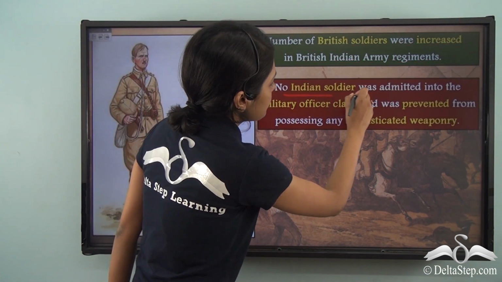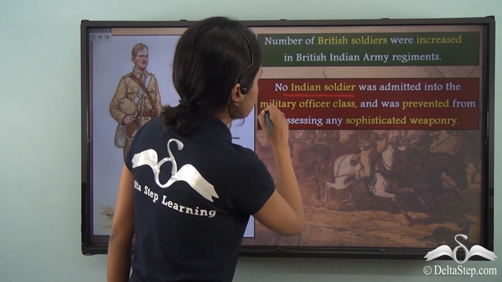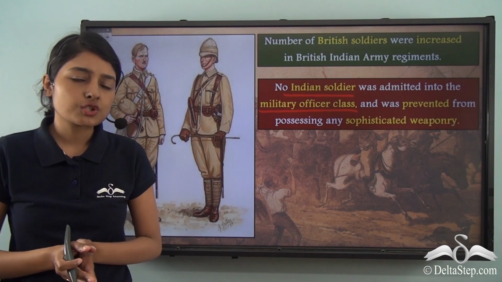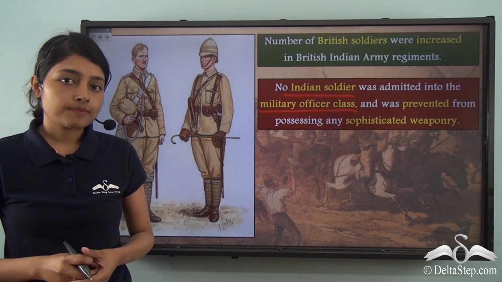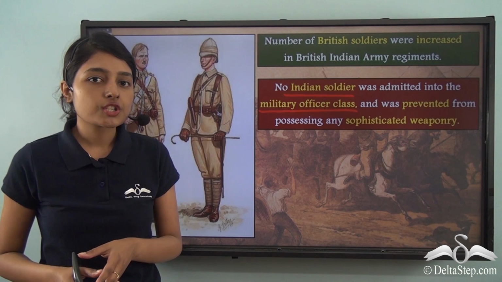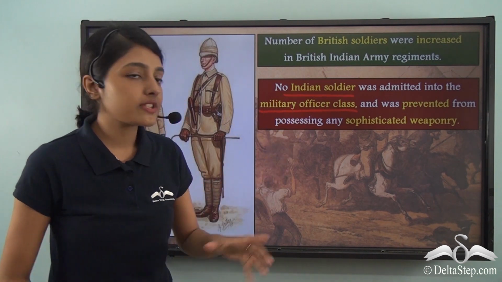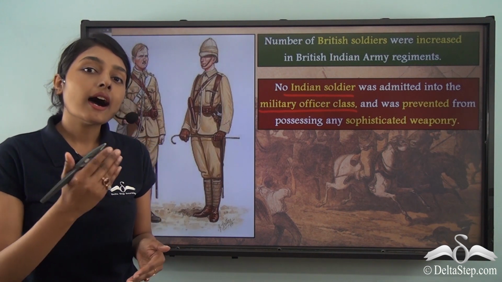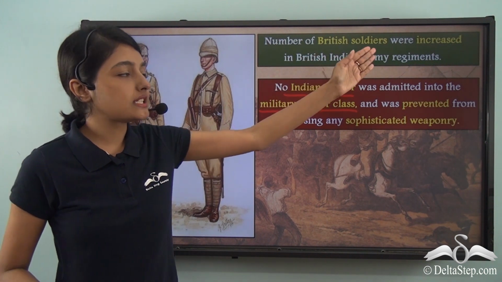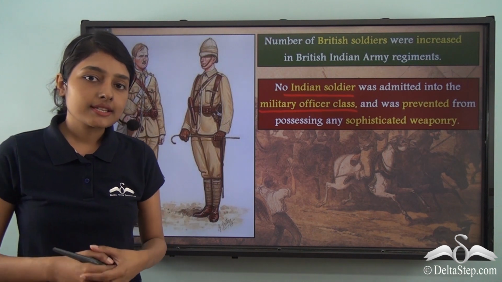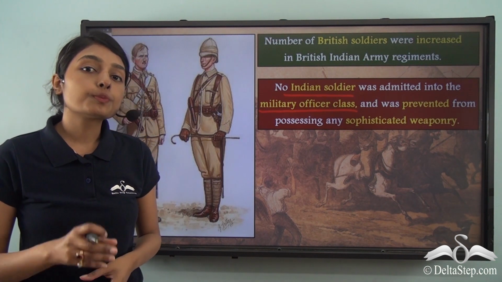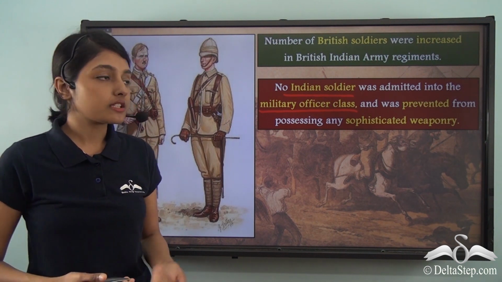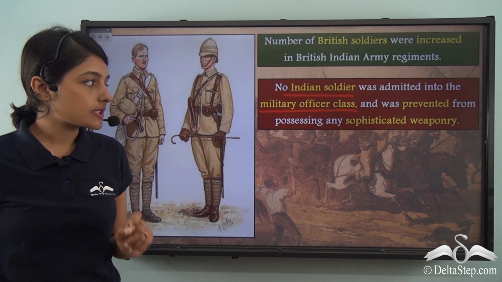Now, no Indian soldier was admitted into the military officer class. Now, Indian soldiers were restricted to a certain position only. It were the British soldiers who became the military officers. And by this, they also wanted to maintain a hierarchy within the British Indian Army regiments, because the Indian soldiers were not to be given the higher ranks. They were supposed to be subordinated to the British soldiers.